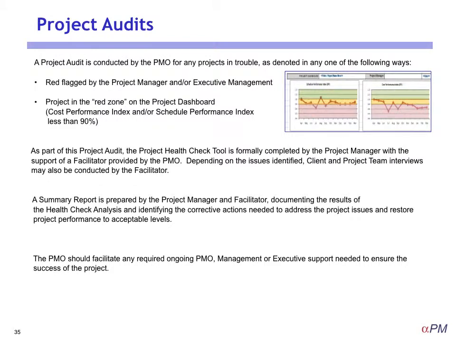And a project audit, it's exactly the same process, but the difference here is that it's only done when a project's in trouble. So when a project is red flagged, it's got red indicators, then either the project manager or the executive management may decree that the project should have an audit done, and it's done by the project manager, but this time with the participation and support of the PMO as well, so that the two work together to look at what's happened on the project and to see what they can do to fix it.